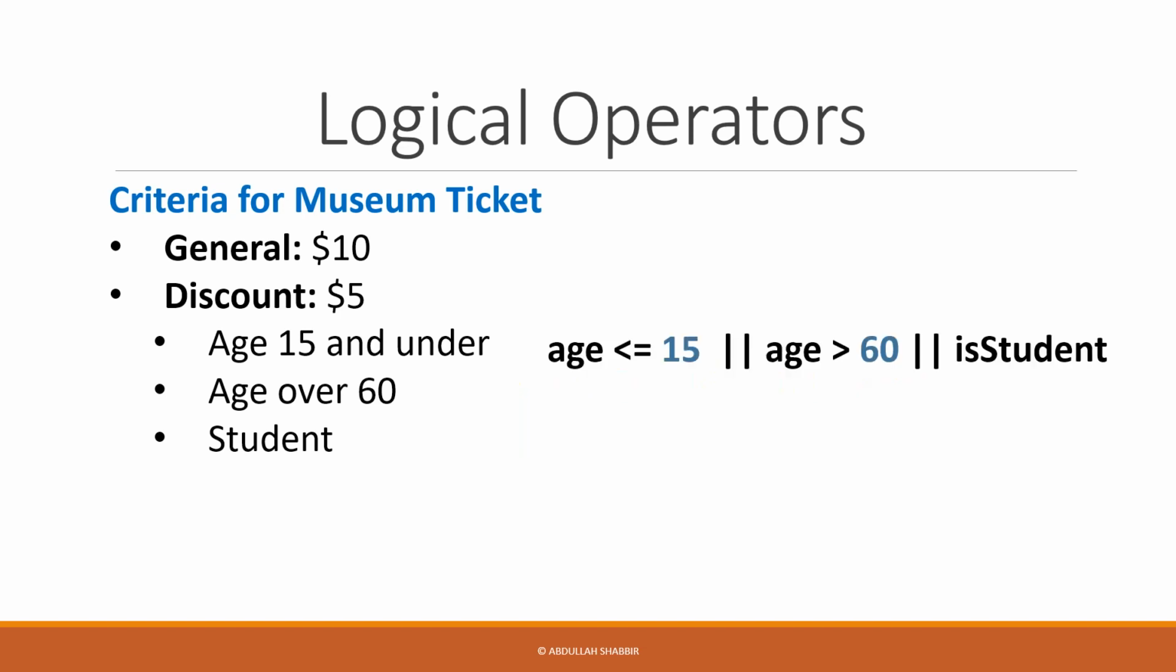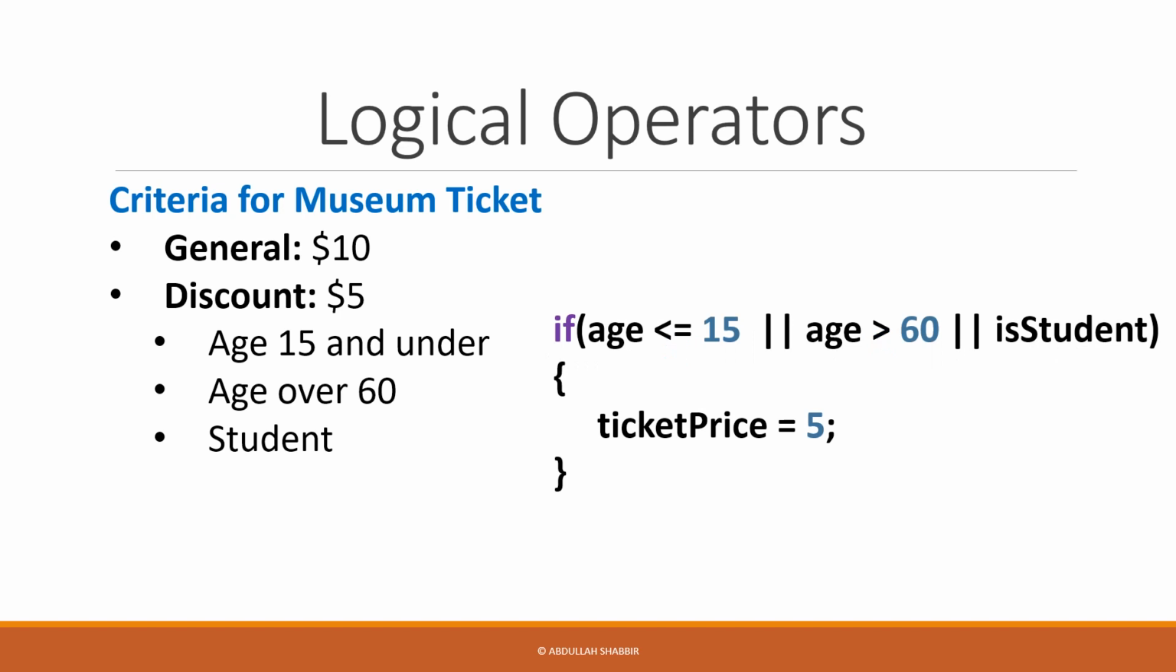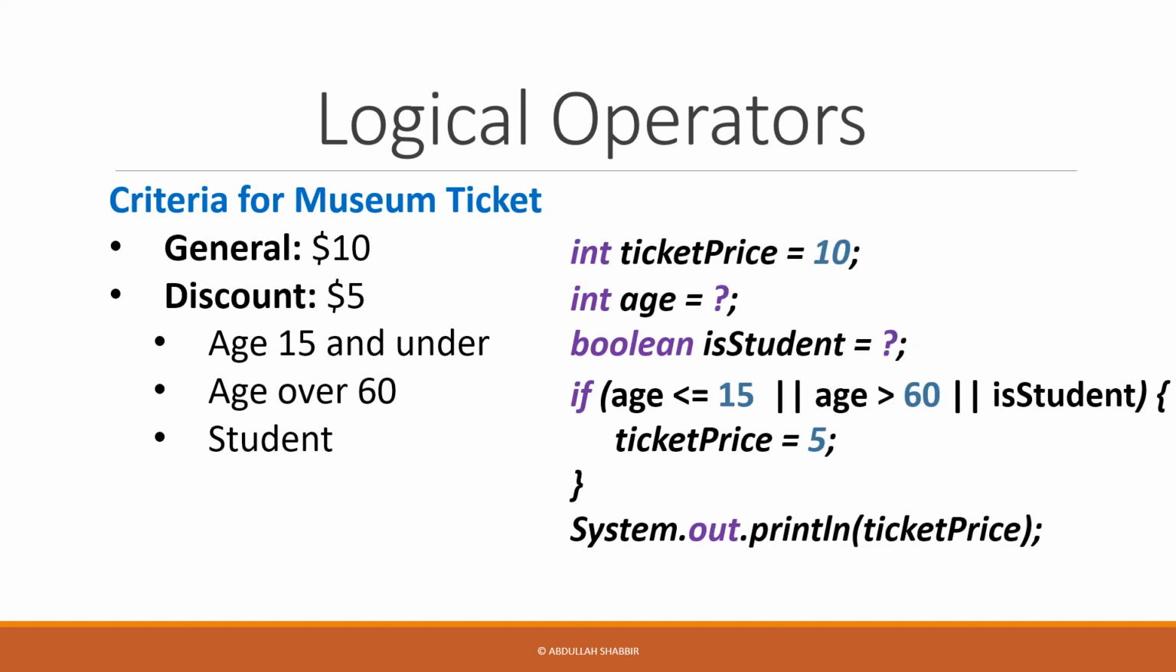Our first OR combines our two age conditions, and the second OR combines that with the student condition. And if any one of these three conditions is true, we'll enter the if block of code and set our ticket to a discount price of $5. And it's as simple as that. It's each of our previous conditions that we tested, separated by logical operators. And as long as each test condition is separated by an AND or an OR, you can create as long a test as you want.